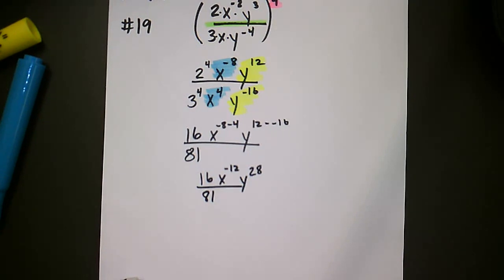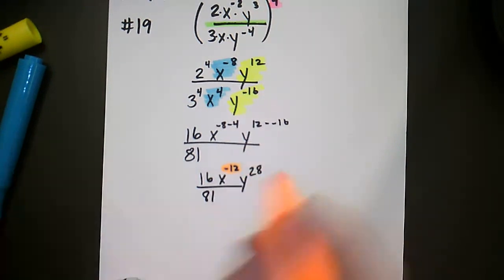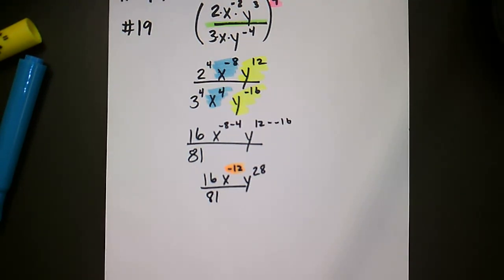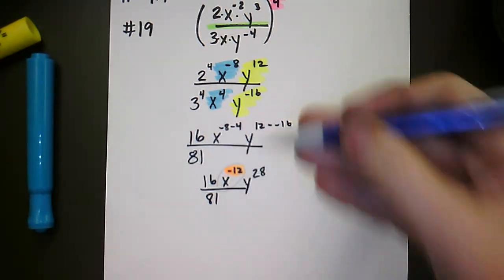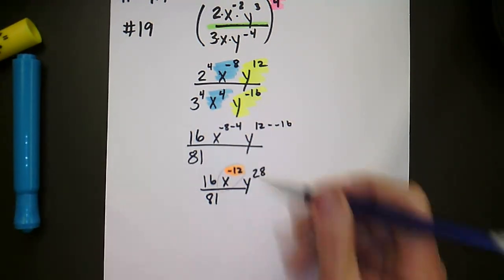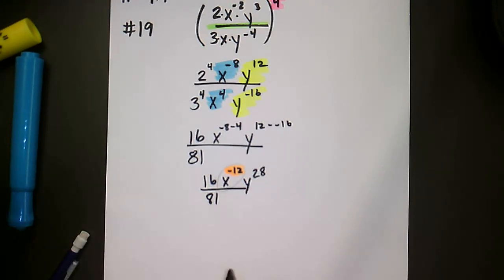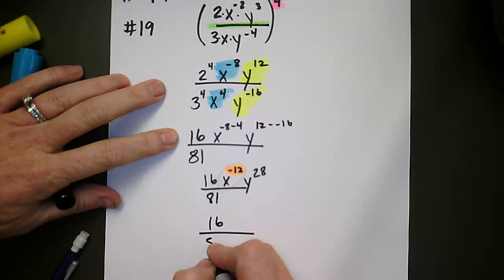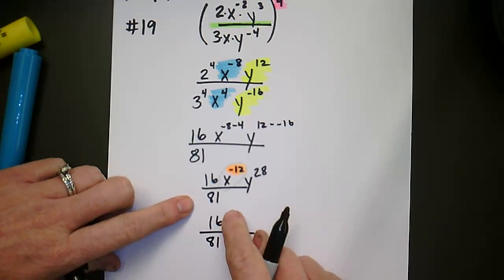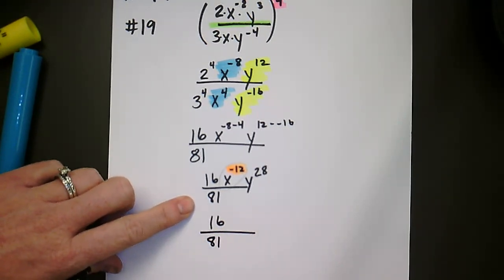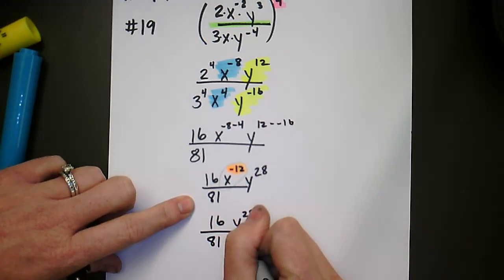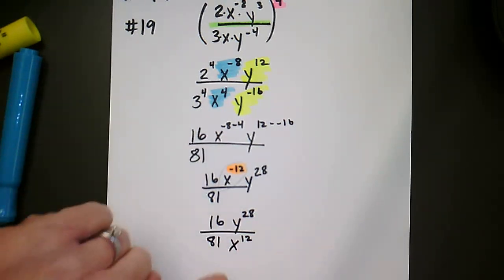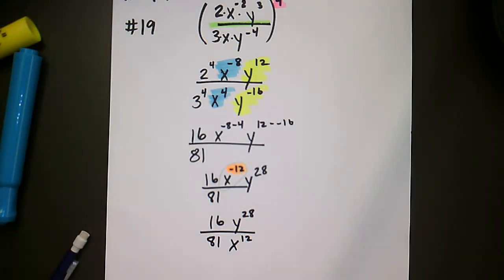So now the last thing that I've got to deal with here is this negative exponent. All of my exponents should be positive by the time I finish this problem. So this whole thing has got to move. Negative powers means it needs to move. This is effectively dividing by x, 12 times in a row. So I've got 16 over 81. These can't be simplified. This only has factors of 2. This only has factors of 3. No common factors. Y to the 28th will stay up top because of the positive exponent. X now to the 12th, because now I'm dividing by an x basically 12 times in a row.